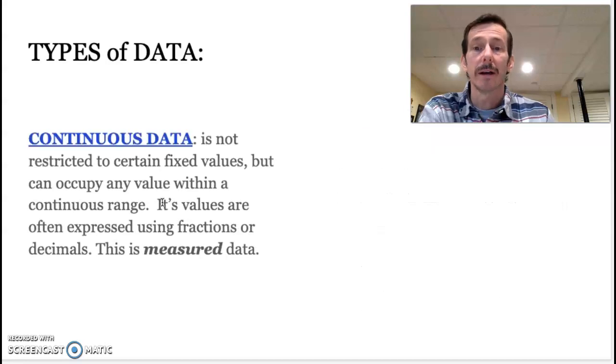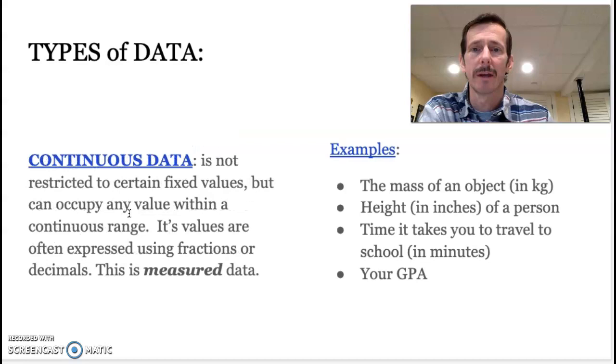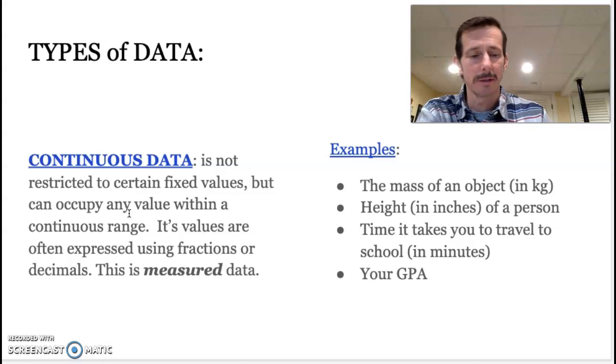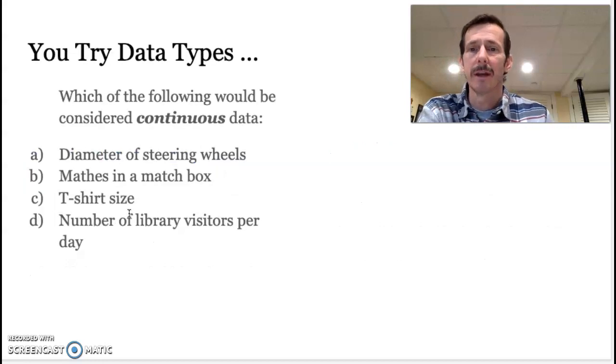Continuous data is typically something that is measured, like your height, your weight, and it is not restricted to fixed values because there's a continuum or a continuous range of values it can take. So we're talking about all the decimals and fractions and whatnot in there. Examples would be the mass of an object, your height, how long it takes to get to school, your GPA, because you don't just have a 1, 2, 3, or 4. It could be 3.57, so that's continuous data.